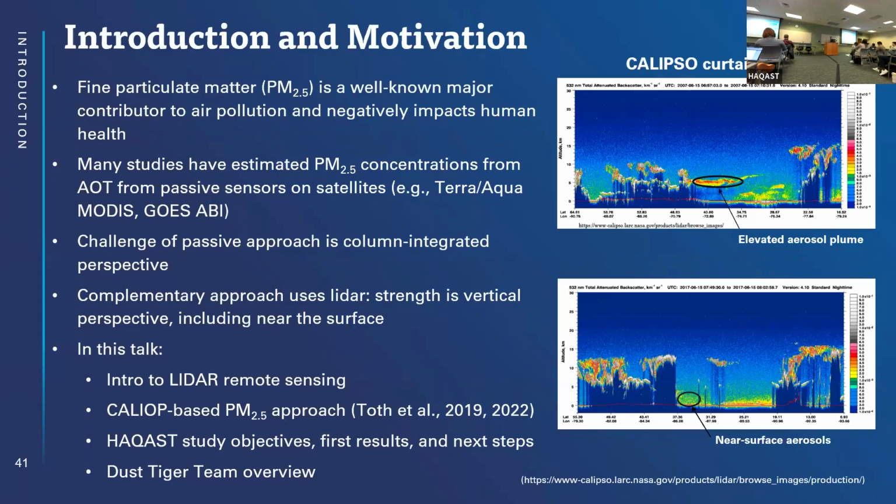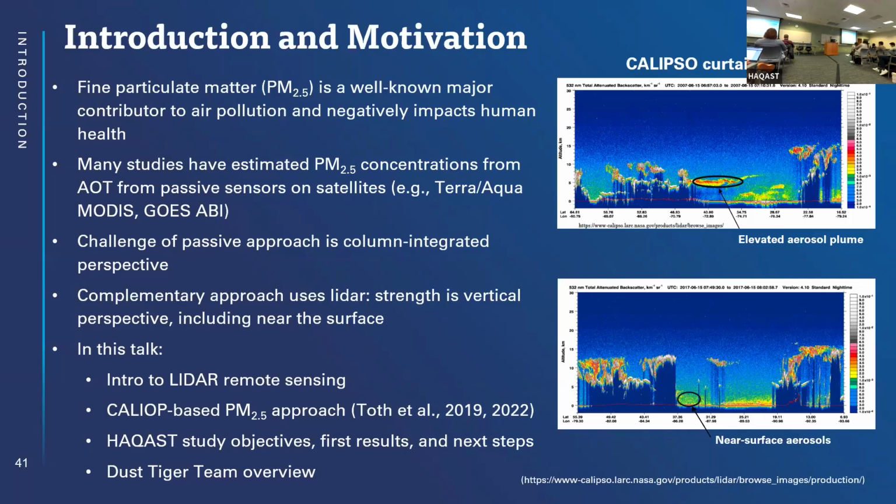What I'd like to think of as a complementary approach is to use LiDAR, which is going to give us those profiles. So it gives us the vertical perspective, including near the surface. On the right, I'm showing what we call CALIPSO curtain plots. I'll talk more about that in the next slide, but essentially it gives you a view, as the laser moves through space, of where the aerosols and clouds are in the atmosphere.